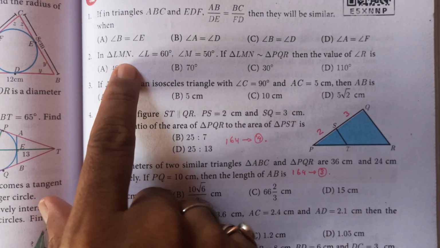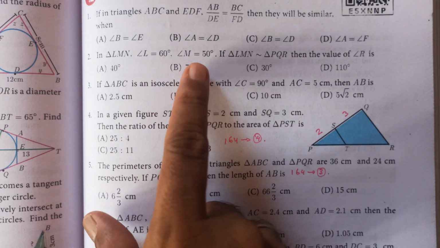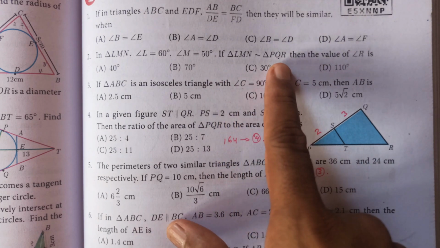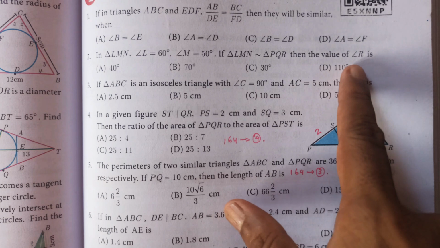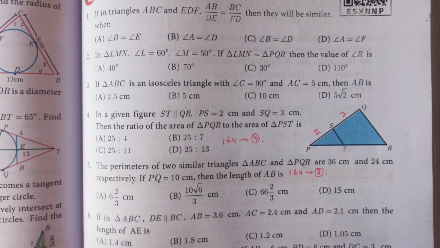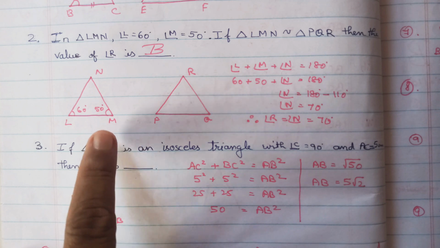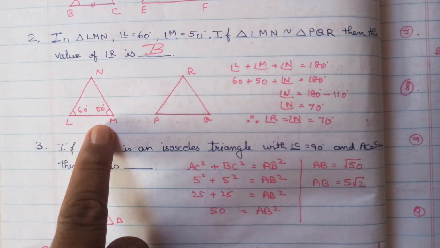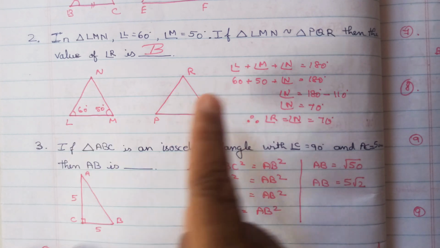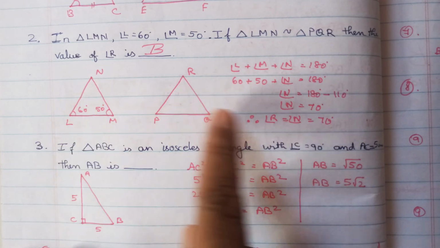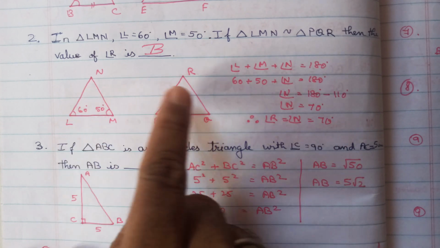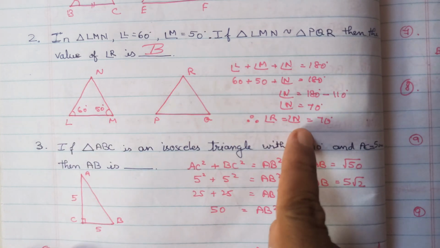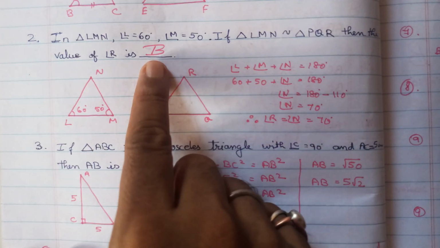In triangle LMN, angle L is equal to 60 degrees and angle M is equal to 50 degrees. If both triangles LMN and PQR are similar, then find the value of angle R. So first, as given, we draw the triangle LMN with angles 60 and 50. By the angle sum property, we find the value of angle N. So angle N becomes 70. Because these two triangles are similar, the value of angle R should be equal to angle N, which is 70, and the answer for this is B.